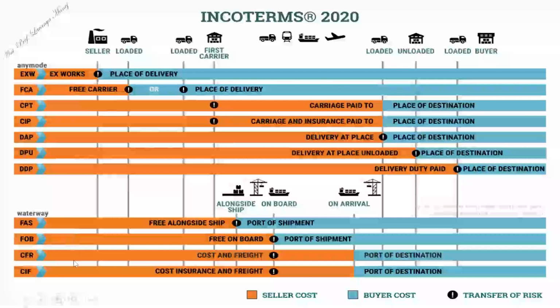But these four incoterms are applicable only for the sea, water mode of transportation. What are those? FAS, FOB, CFR, and CIF. FAS means free alongside ship. The seller takes the responsibility of paying all the charges until the goods are kept on the side of the ship. What is the side of the ship in a port? It's the dock area.